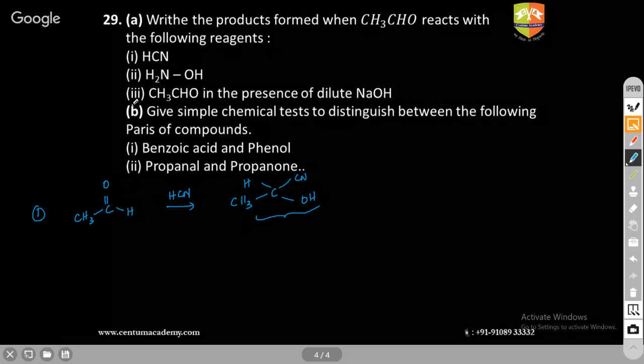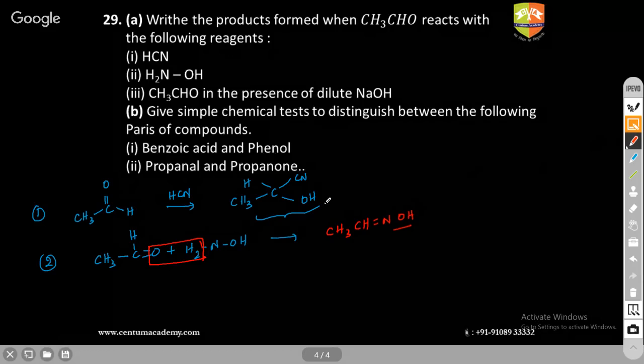With NH2OH, what happens? We'll have oxime. It forms oxime, right? So the product will be what? CH3CH double bond O when it reacts with H2NOH, if you remember, the O and H2 form H2O, and this carbon gets attached with the nitrogen with a double bond. The product here will be CH3CH=NOH, oxime formation.